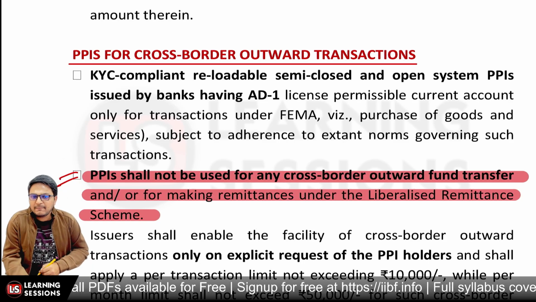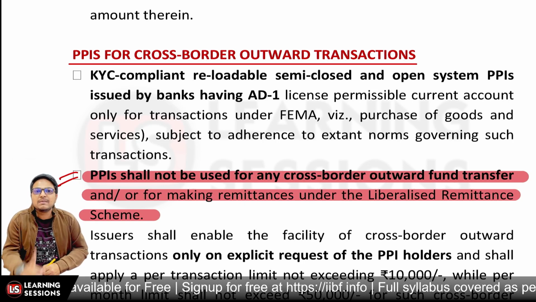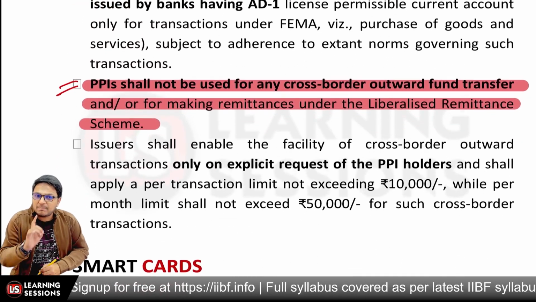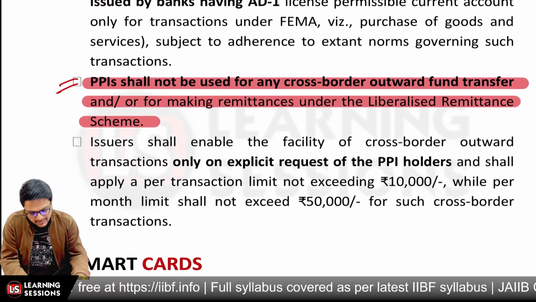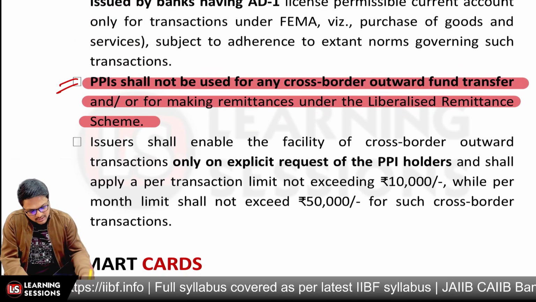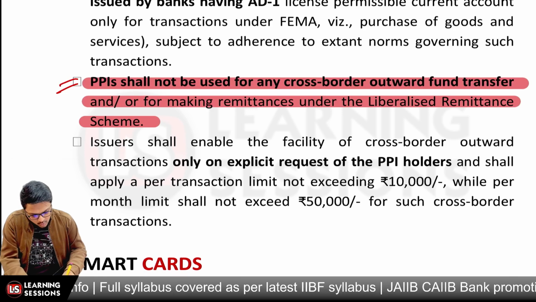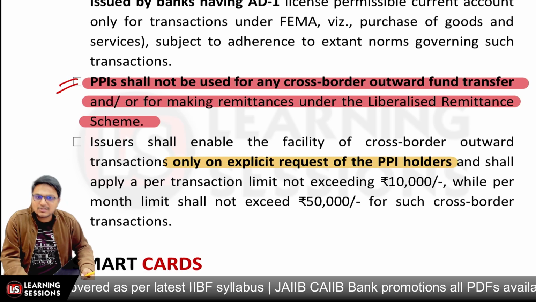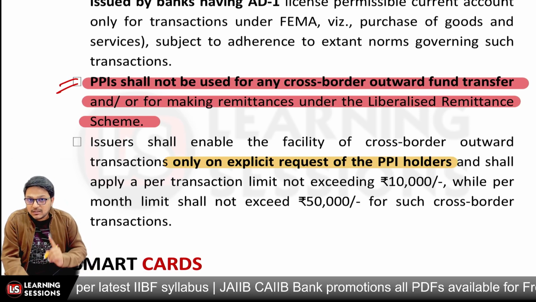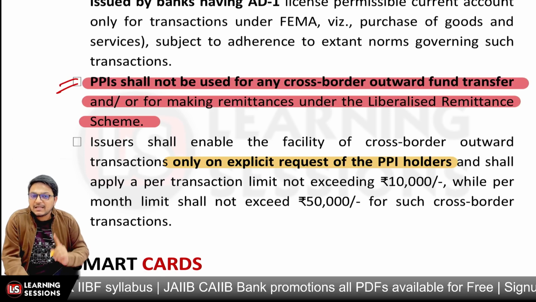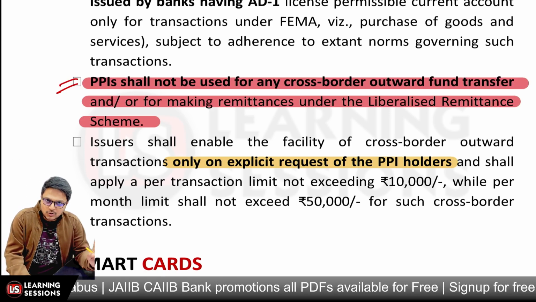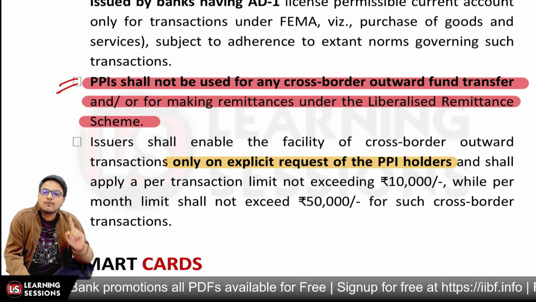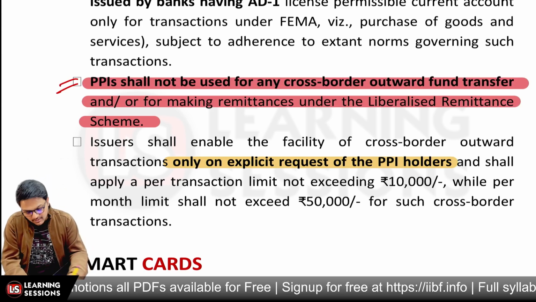And also, let me tell you that issuers shall enable the facility of cross-border outward transaction only on express request of the PPI holder. Only if the express request by the PPI holder is there, only then the cross-border outward transaction will be allowed. And further, the per transaction limit is a maximum of rupees 10,000, while the per month limit is a maximum of rupees 50,000 for cross-border transactions. So what are the restrictions?